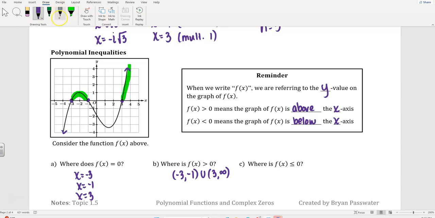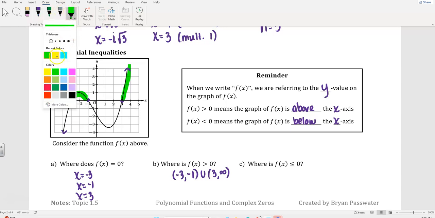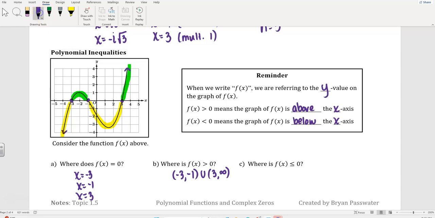If we are looking at where this graph is below the x-axis, we are looking at this part of the graph and this part of the graph. And so the x-coordinates over here are -infinity. I'm not thinking about the y-coordinates. It has nothing to do with it going down. But it's -infinity over here up to -3.